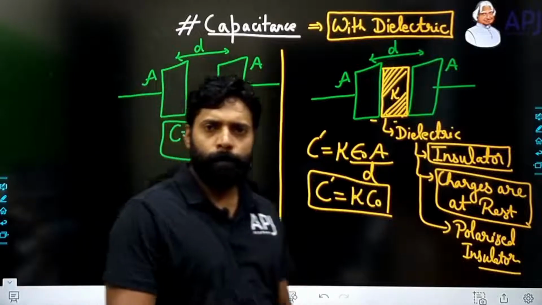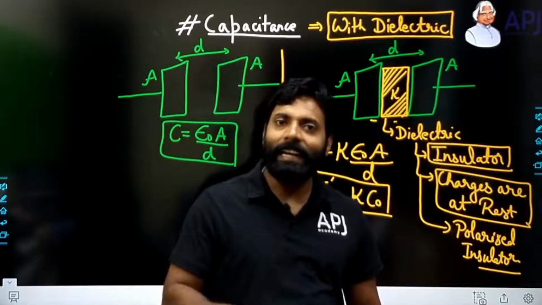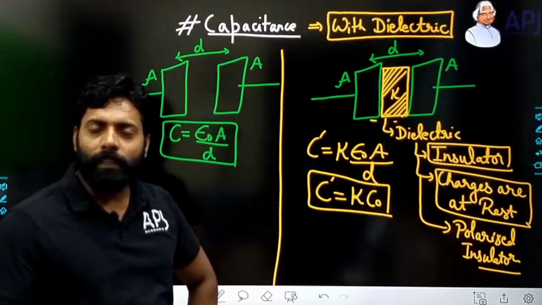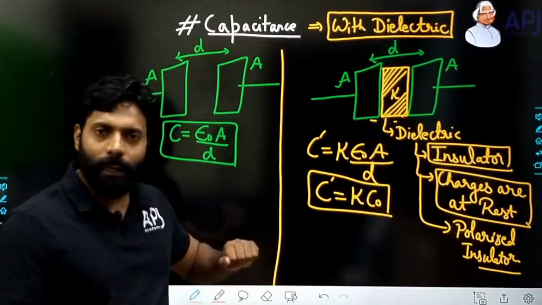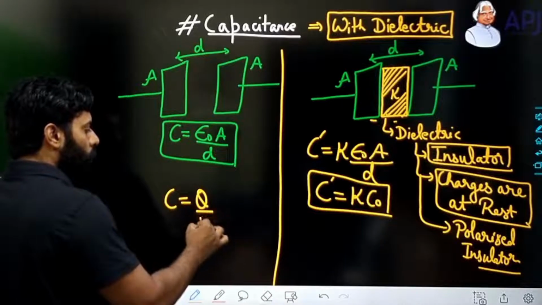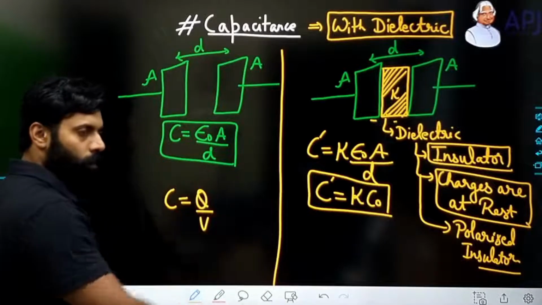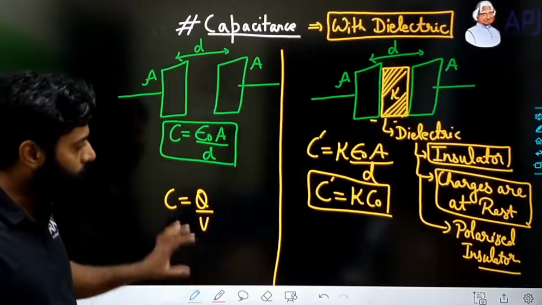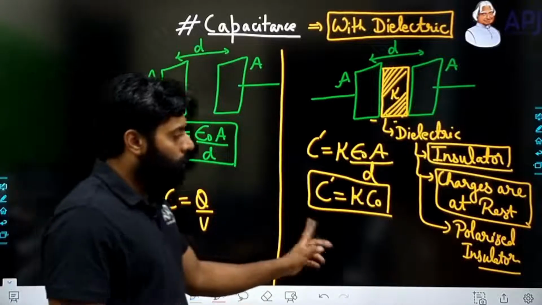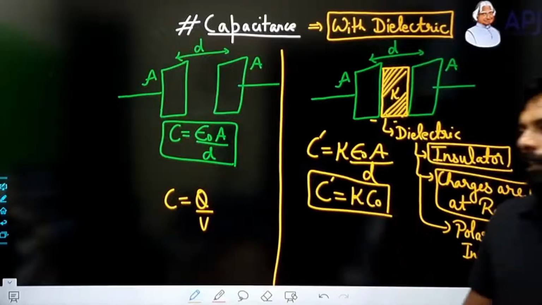Why is this happening? Because we know that the electric field will get reduced, and when the electric field is reduced, the potential will get reduced. And you know that C = Q/V, so when the potential is reduced, that term comes in the numerator. That is why this is happening. So please take a note of this, and now we will do it for another condition.